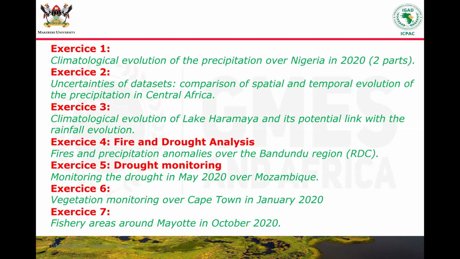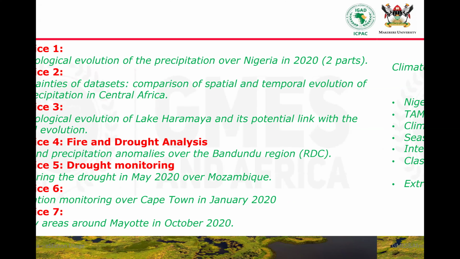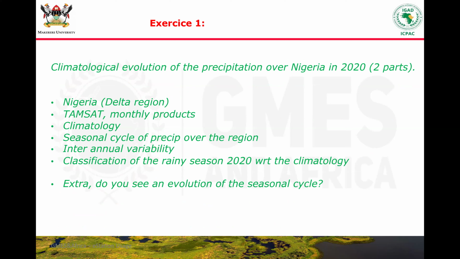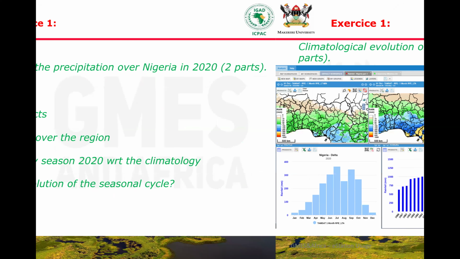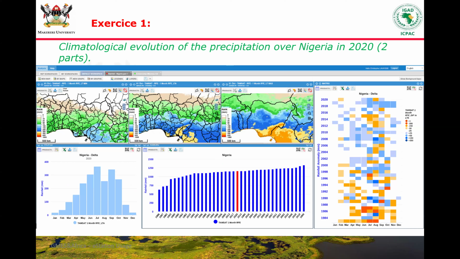Now, for the first exercise, you'll do climatological evolution of precipitation over Nigeria, and you'll learn aspects of seasonality cycles of precipitation in this region, and so many things that you learn from that. Now, this is the page that you need to create to have this exercise accomplished.